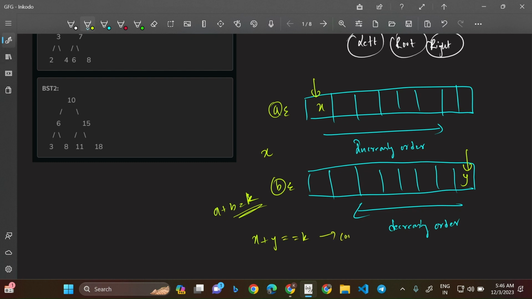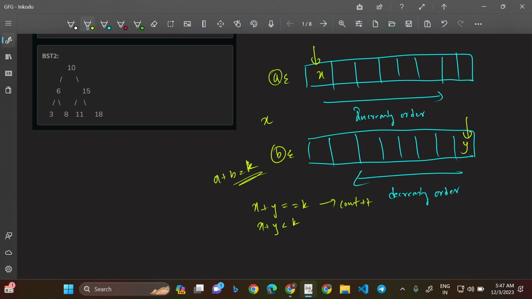You'll be increasing your count plus plus. Count plus plus is what you'll be doing. But what if this X plus Y turns out to be less than K? Then you'll be going to the next element of X, because you'll be looking out for some element that is just greater than X, so that your sum would be equal to the target, isn't it? That's what you'll be trying to find.